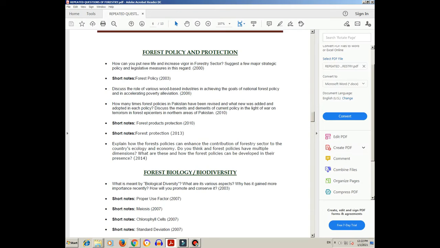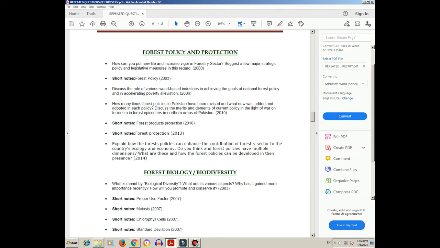2000 Short notes, Forest policy. 2003 Discuss the role of various wood-based industries in achieving the goals of national forest policy and in accelerating poverty alleviation. 2006 How many times forest policies in Pakistan have been revised and what new was added and adopted in each policy? Discuss the merits and demerits of current policy in the light of war on terrorism in forest epicenters in northern areas of Pakistan. 2010 Short notes.